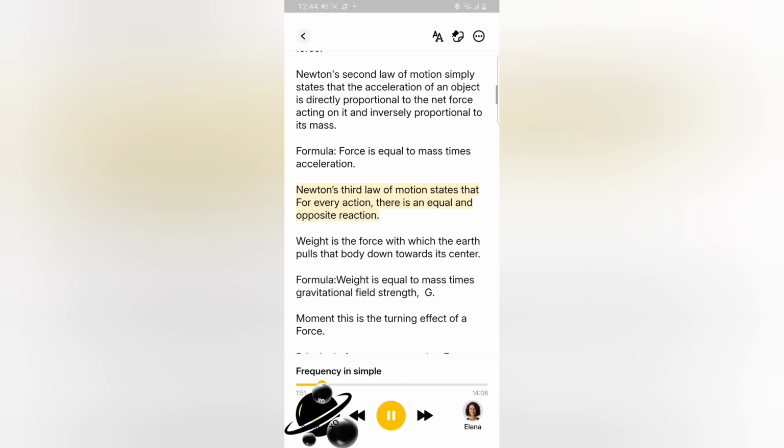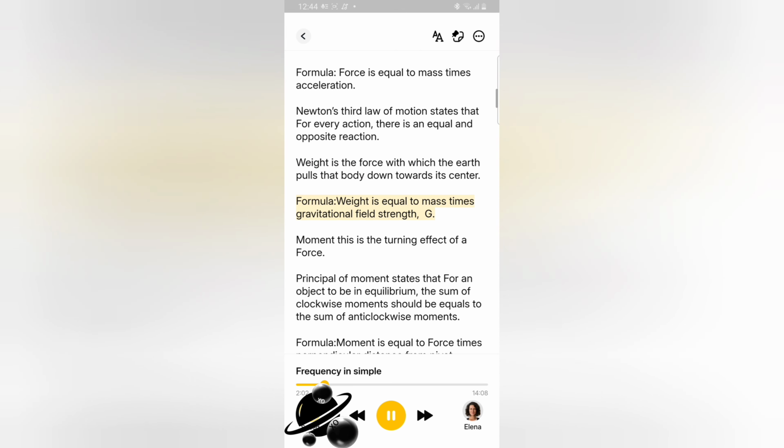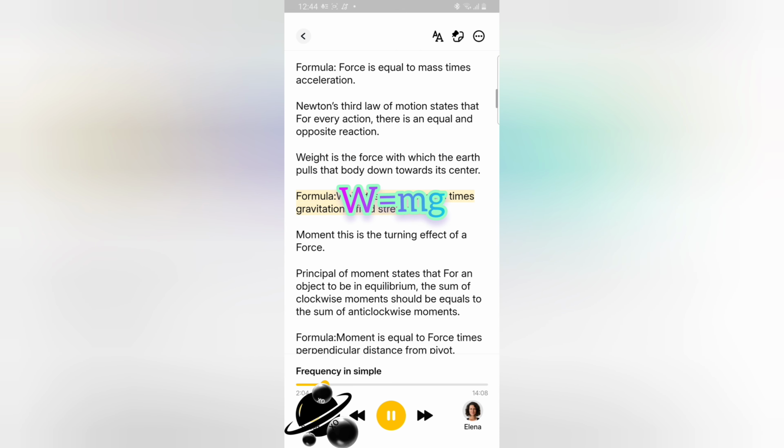Newton's third law of motion states that for every action there is an equal and opposite reaction. Weight is the force with which the earth pulls that body down towards its center. Formula: weight is equal to mass times gravitational field strength, g.